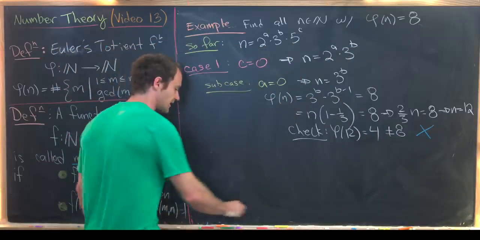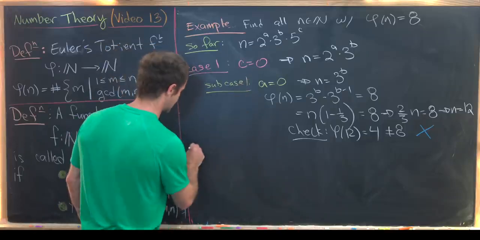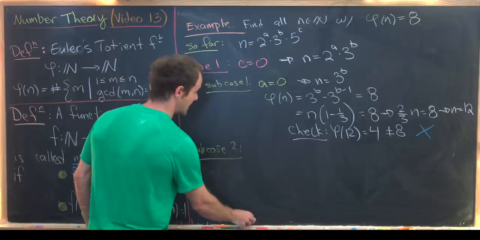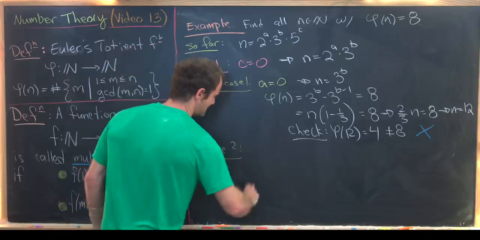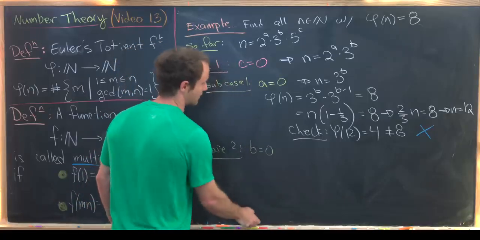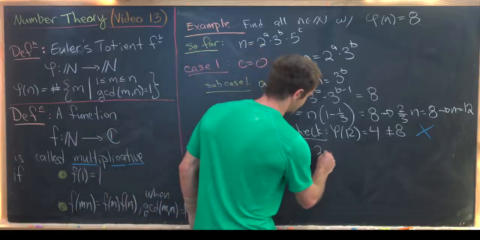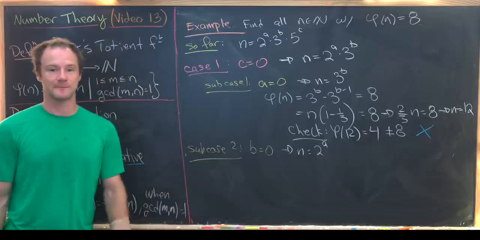Okay, so now let's move on to our second subcase. So I'll call that subcase 2. And that will be when b is equal to 0. So in other words, n is a power of 2. It's 2 to the a.